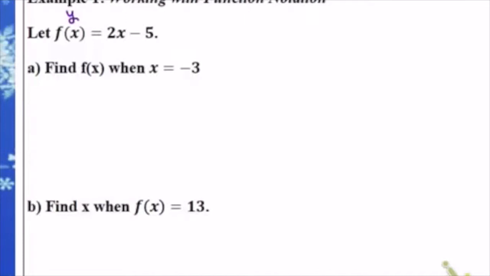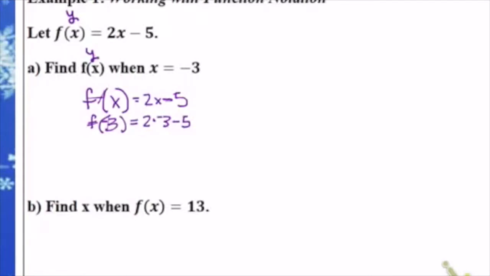So let f of x, which remember is really just another way to write y, f of x is equal to 2x minus 5. So we want to find f of x, we want to find y, when x is -3. So we're going to use our function. So f of x is equal to 2x minus 5. We plug in our input or our x value. So f of -3 is equal to 2 times -3 minus 5. So that means that f of -3 is equal to -6 minus 5, or f of -3 is equal to -11.